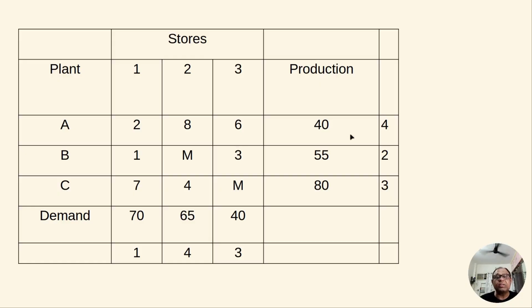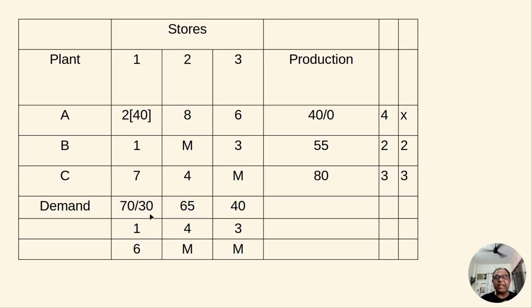Now, the least cost is in row number 1, where the least cost is 2. So, we go ahead with allocating to row number 1. We can allocate 40. All the production of plant A is now allocated to store number 1. Of course, there is an unmet demand. So we write the unmet demand by putting a slash, and the unmet demand is 30.